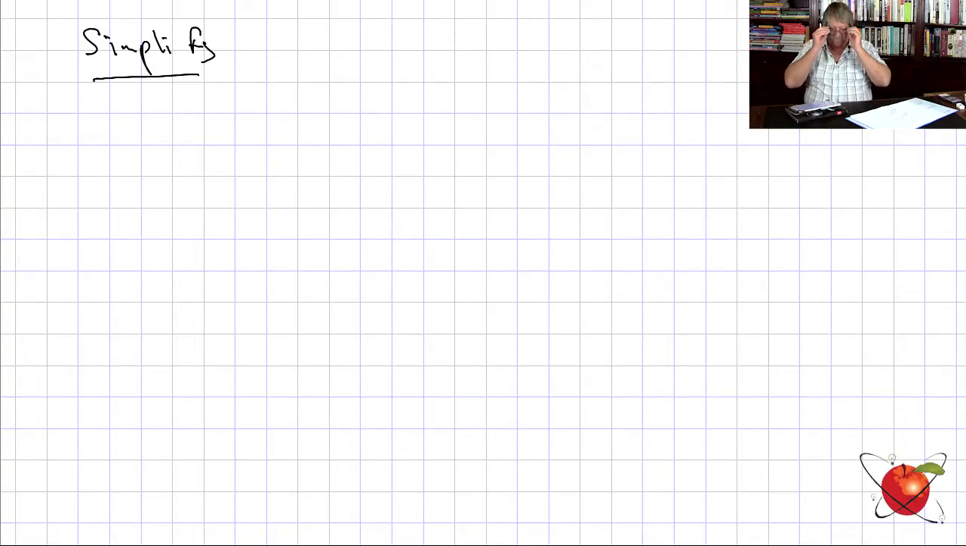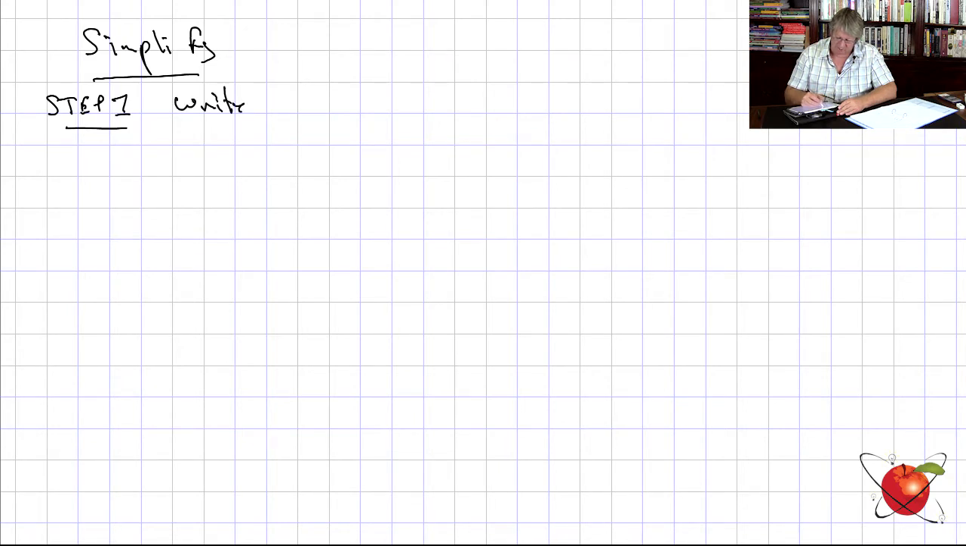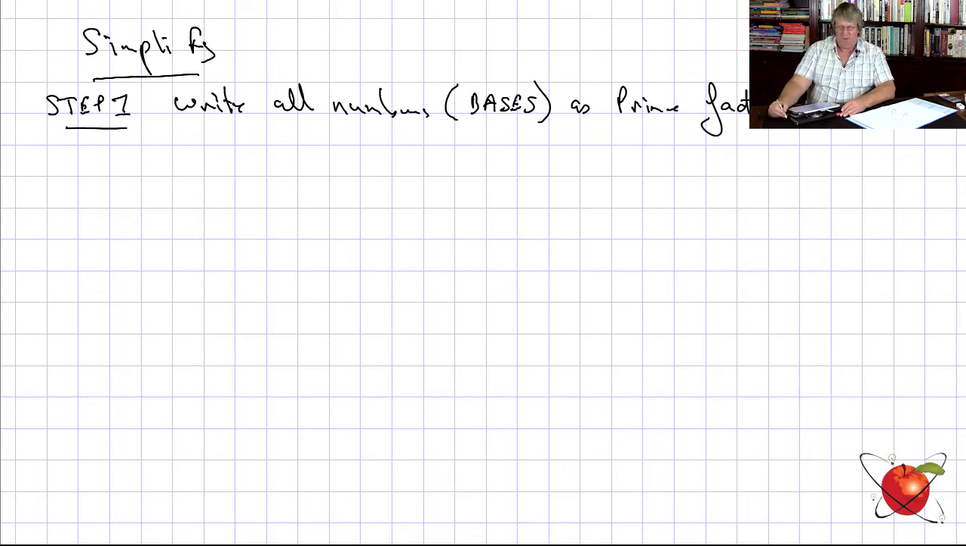Now, let's have a look. They give us stuff. Let's have a look at, first of all, the recipe. Step 1 is write all bases as prime factors. So whatever base, if we've got 27, let's say, we write that as 3 to the power of 3. We change those to that.